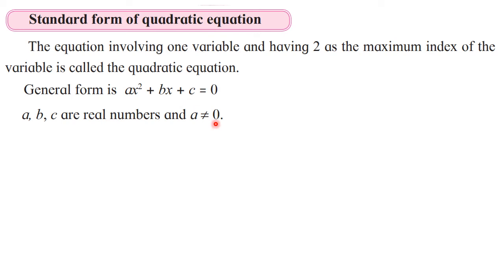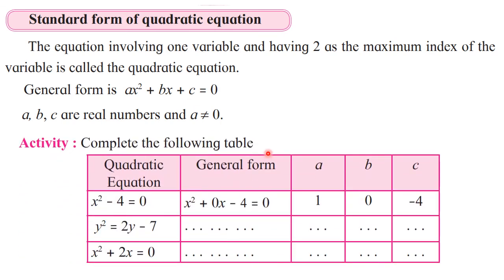Okay, let's go further. Again one activity is given here. So they have provided us with the quadratic equation here in the first column. Then in the second column, they told that write it in the general form. That means ax square plus bx plus c is equal to 0. So what they mean is that if any term is missing, you write it with the coefficient 0. And then they have asked us the value of a, b and c.